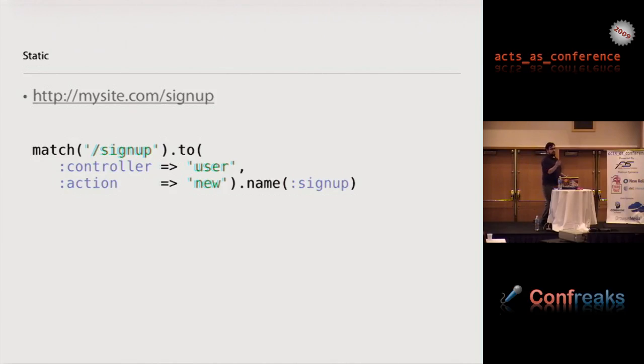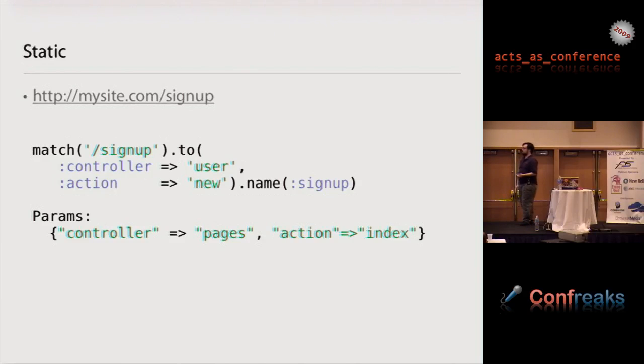But while it will be supported as an option in Rails 3, the default will be very similar to the Rails 2 DSL. So you can say in Rails match /signup to controller action, and you can say .name basically. So this is pretty much a similar feature, and you get back a hash of controller pages, action index. Basically the exact same as Rails supports for static. The way you generate in Merb is instead of saying sign up URL, you say URL :signup.